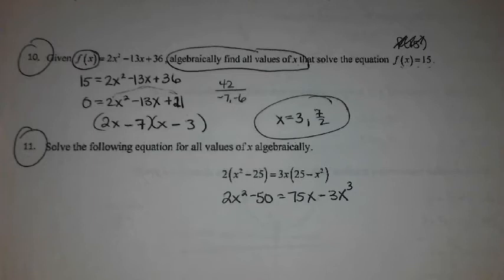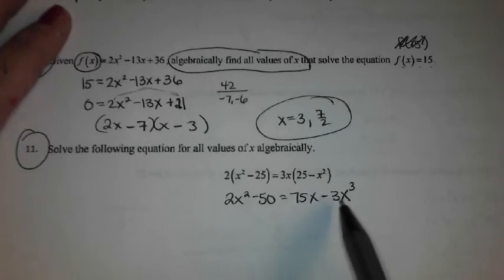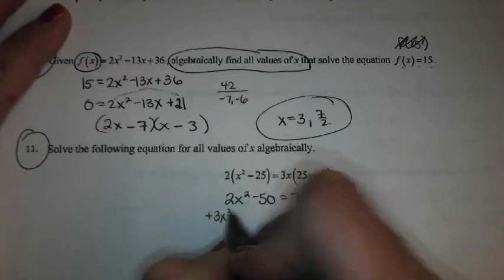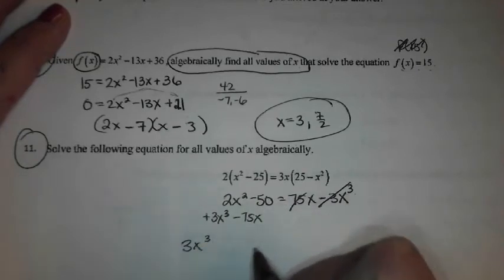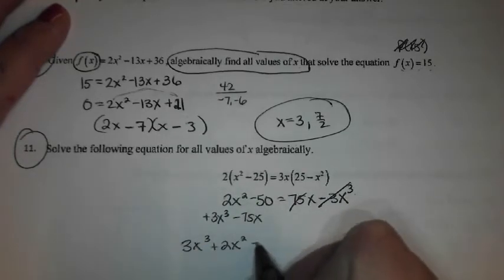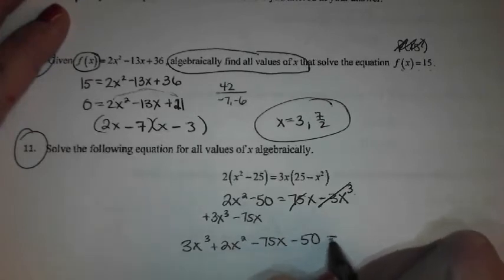What is this thing? Is it a linear? No. Is it a quadratic? No, because we have an x cubed. So it's just some other polynomial, and we talked about this already today. The only way we know how to solve something like this is by factoring. So get it equal to 0 and try to factor it. I don't like my first term to be negative, and that's my first term because it's the highest exponent. So I'm going to add that over, and I'm going to subtract the 75x over. So I have 3x cubed plus 2x squared minus 75x minus 50 equals 0.